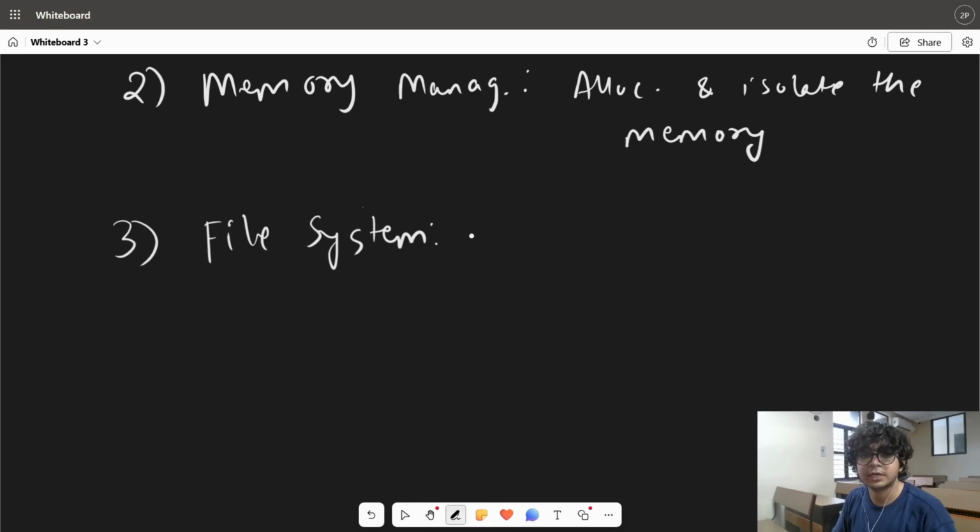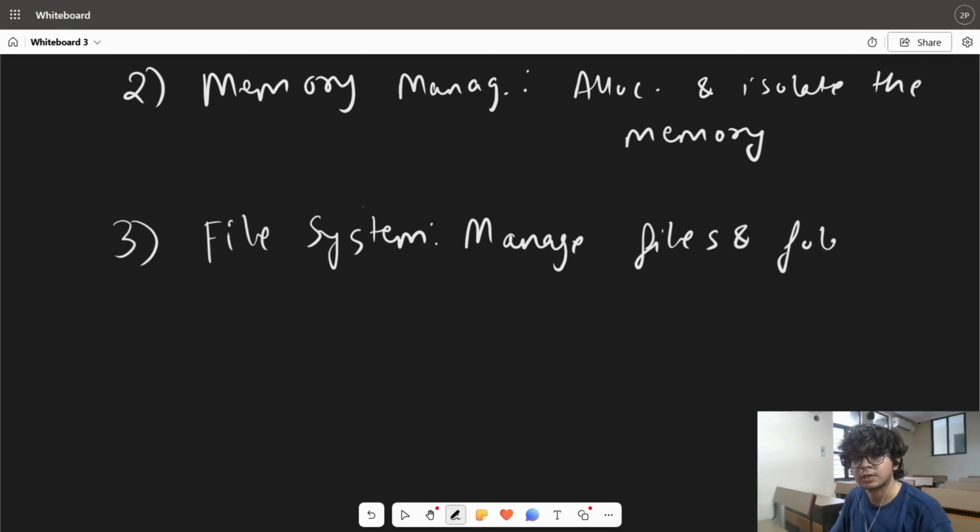What would a file system do? Well, it will manage files and folders. Okay, let's move on to the fourth function. Fourth function is device management.